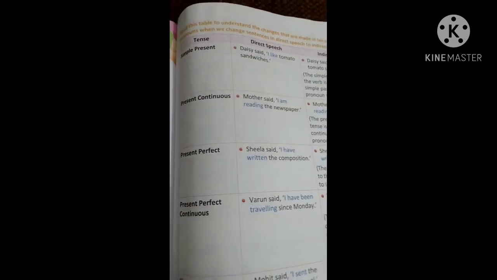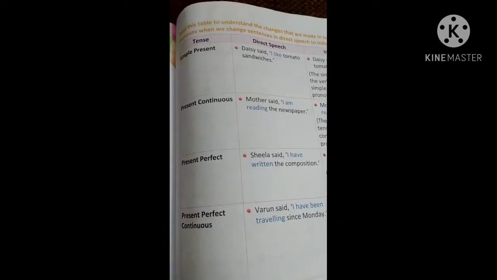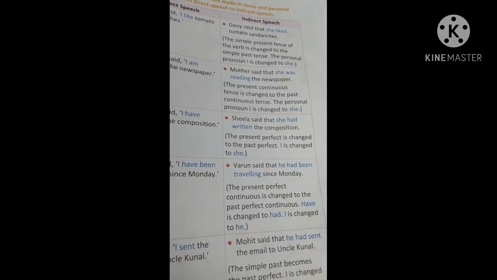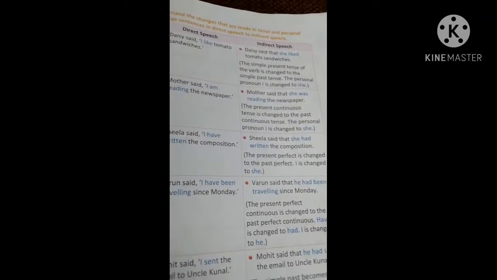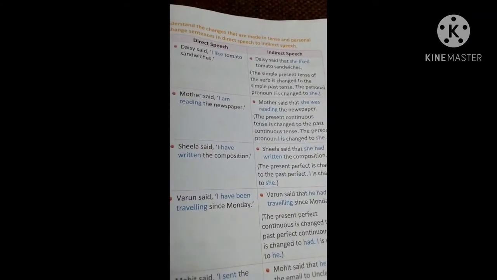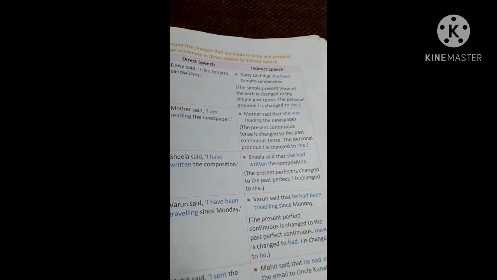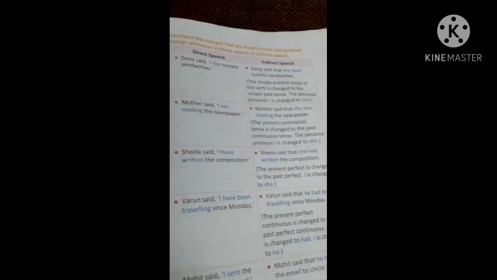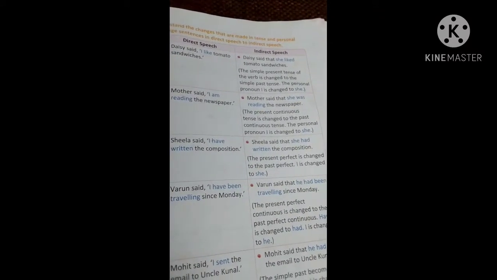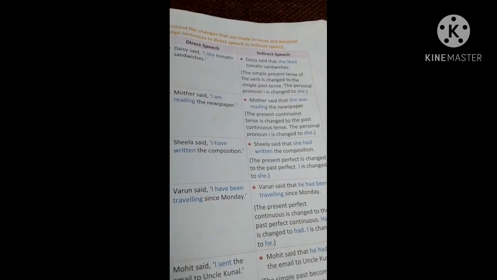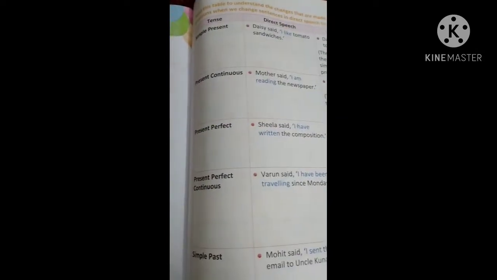Now, if the reported speech is in present continuous tense, for example, mother said, I am reading the newspaper. Here, I am reading the newspaper, as you can see, is in present continuous tense. Present continuous tense will be changed to past continuous tense. The personal pronoun I will be changed to she. Here again, I is for mother, so it will become she. And as per the rule, present continuous tense will change to past continuous. So now the sentence will become, mother said that she was reading the newspaper.